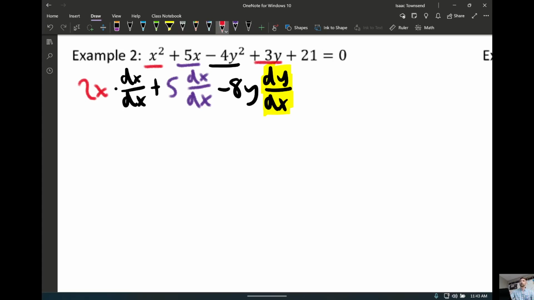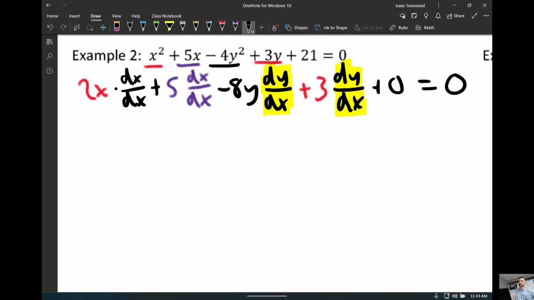Okay, what's the derivative of 3y? Only 3? 3 dy over dx. Right, once again, I took the derivative of y with respect to x. It's like y is the inside piece, and you've got to consider taking the derivative of the inside. The derivative of a constant is 0, derivative of a constant is 0.